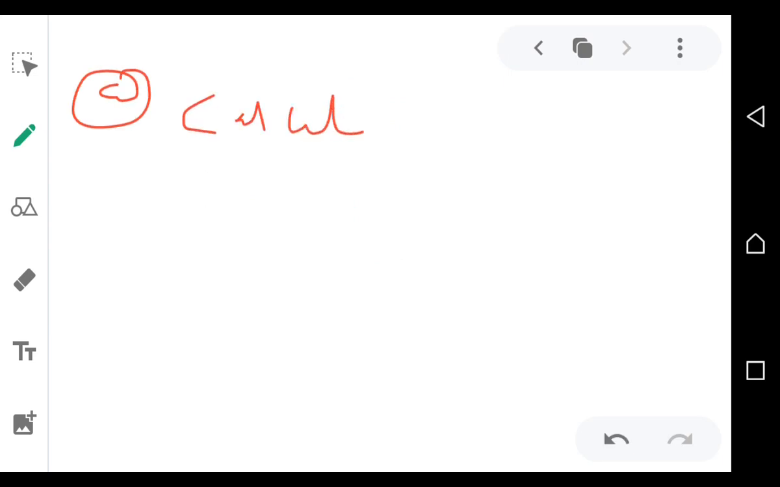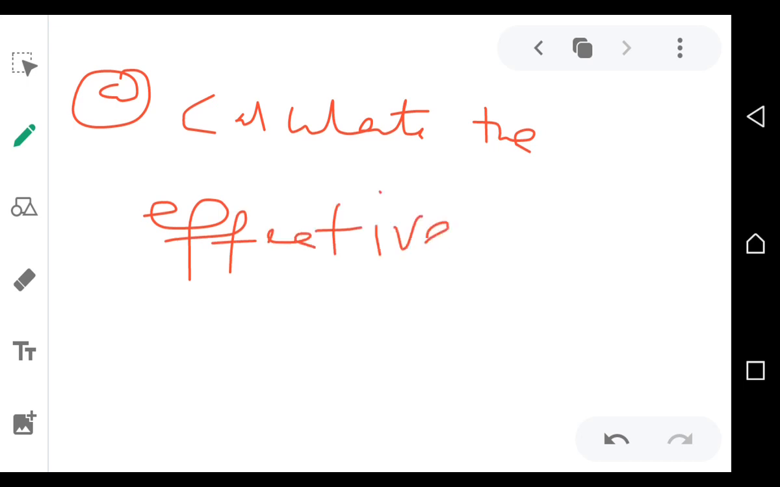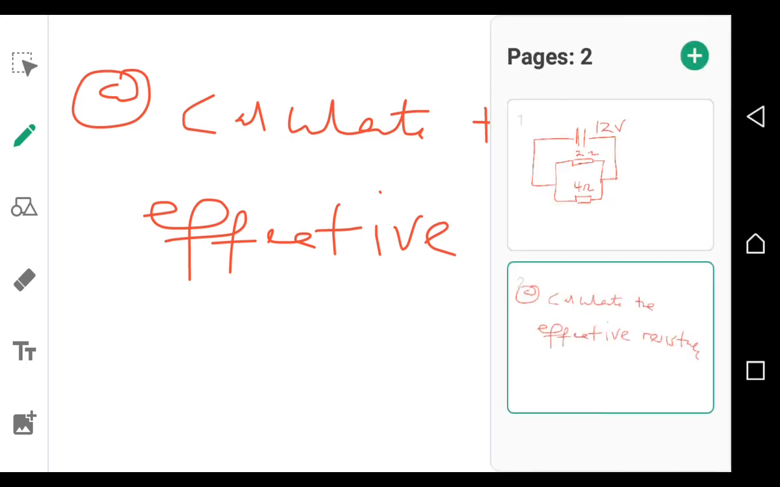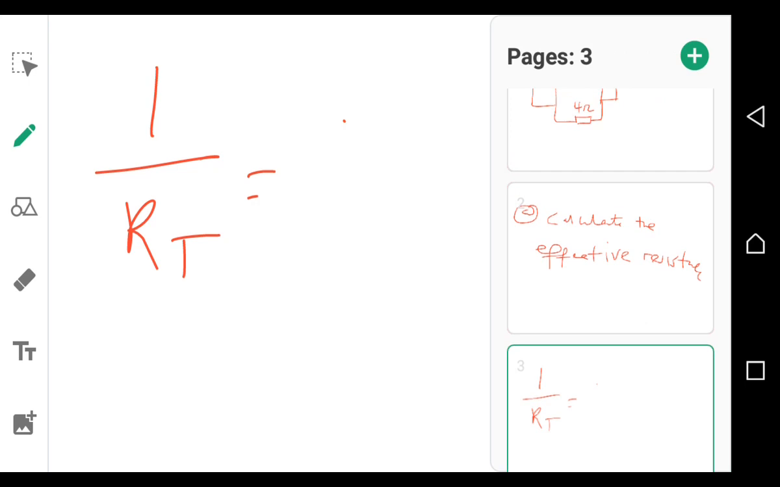Calculate the effective resistance. Okay, calculate the effective resistance. You remember what I said concerning effective resistance? I said you always put 1 over RT, and then you ask yourself how many resistors are present in the diagram. If you look at the diagram, there are 2.